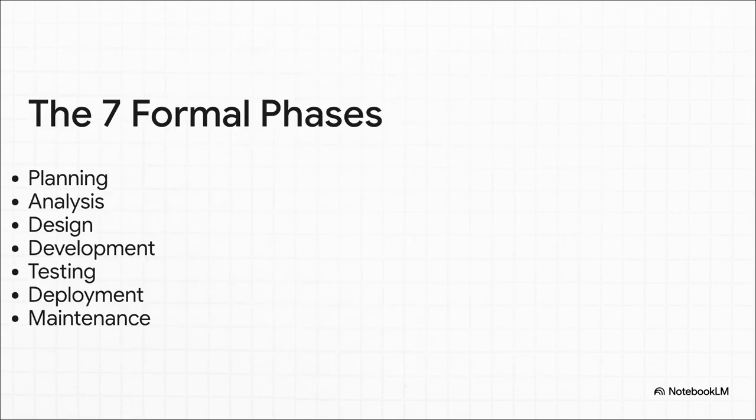So, if you were to open a textbook, this is what you'd see. These 7 official phases. You've got planning, analysis, design, all the way down to deployment and maintenance. It looks super formal, like this rigid, step-by-step line, doesn't it? But here's the big idea from our source. This isn't a straight line at all. It's really more of a creative, living, breathing cycle.